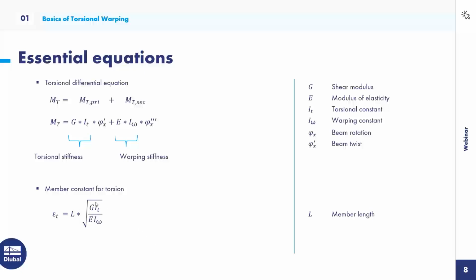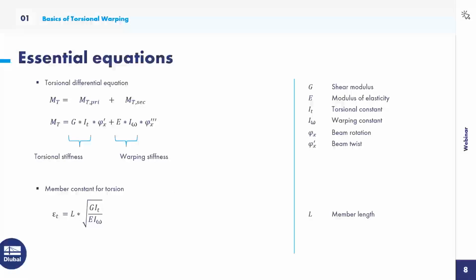The product of this decay factor times the beam length is called the member constant for torsion. And the smaller this value, the greater the influence of the warping torsion usually is. So that's a nice parameter that can tell us already if a member with a certain section and a certain length is prone to warping torsion or not. So we clearly see that the section choice impacts whether warping torsion is relevant for our calculation or not.